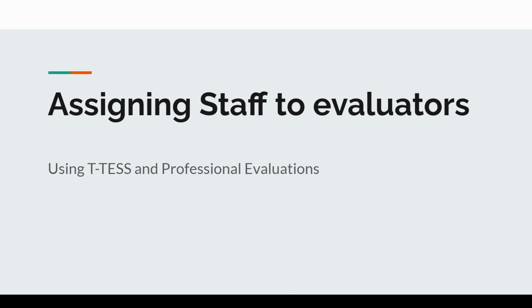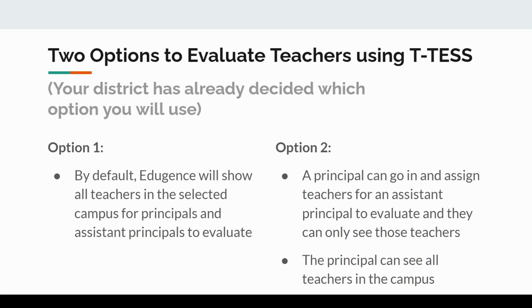Today we will be going over how to assign assistant principals to evaluate specific teachers. There are two options on how a principal or assistant principal can select teachers for evaluation. For the default option, EduGens will show all teachers in the selected campus for principals and assistant principals to evaluate.